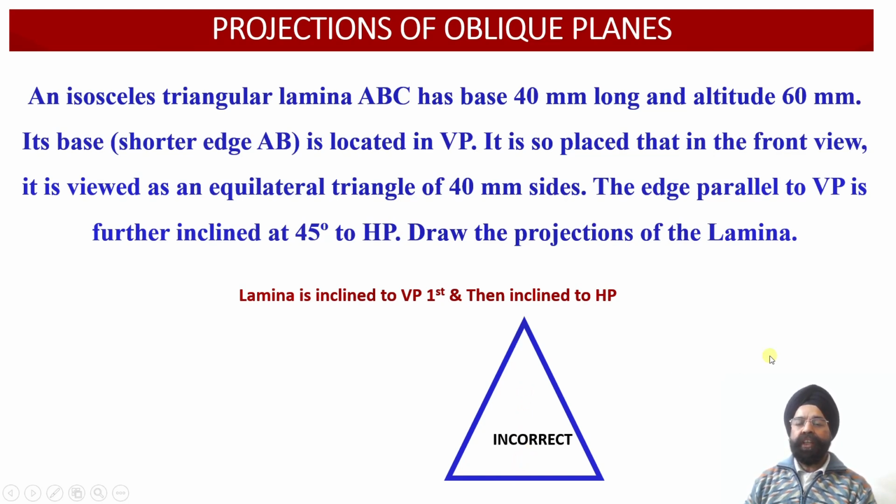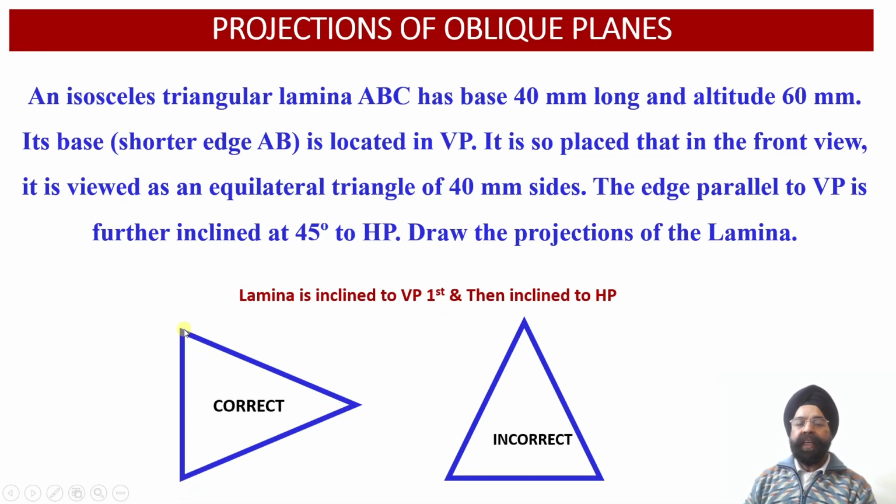Now, if we draw the triangular lamina in this orientation, we will find that the moment we tilt this triangular lamina with respect to the vertical plane, it will be resting with one of its corners in the vertical plane. So none of the edges of this triangular lamina will be located in the vertical plane. And further, even when we incline this, we are going to get foreshortening of all the three edges. We are not going to get the equilateral triangle of 40 millimeter edge upon rotation of this triangular lamina with respect to the vertical plane.